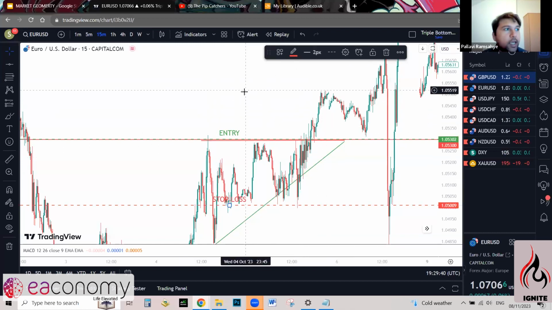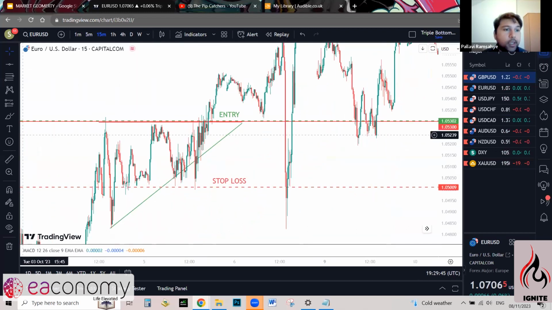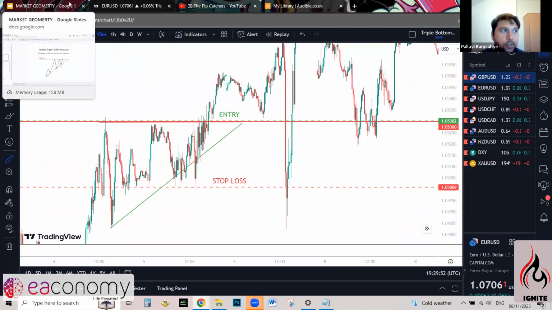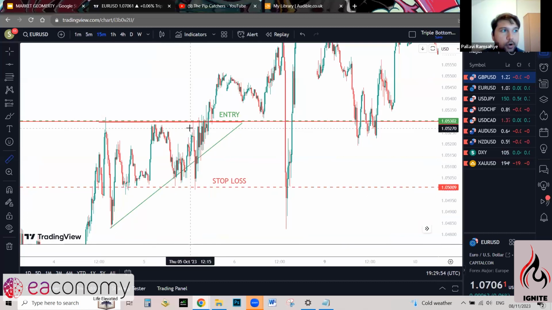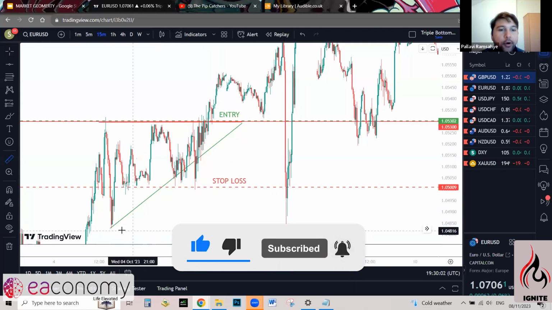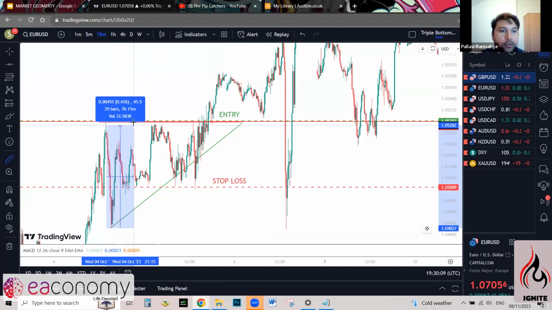Can anybody tell me how we calculate the take profit? What's the requirement to calculate the take profit? So the requirement to calculate the take profit is to measure from the lower point of the supporting trend line right here, all the way to the resistance line. Okay, so that's about 46 pips right there.